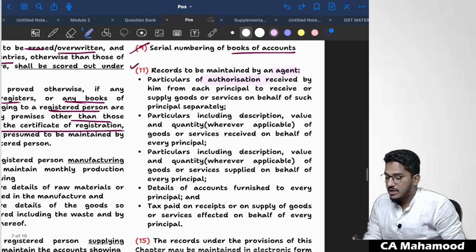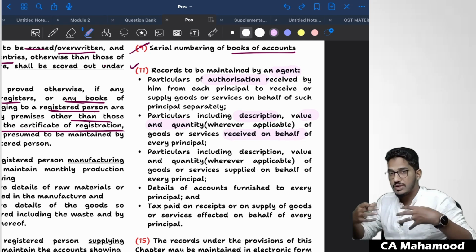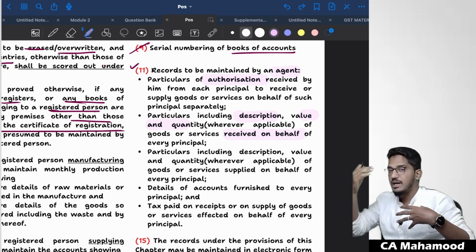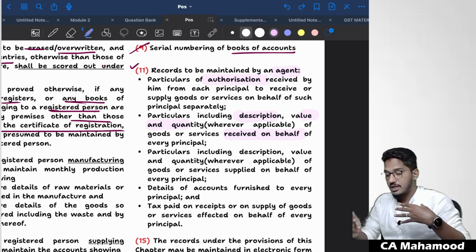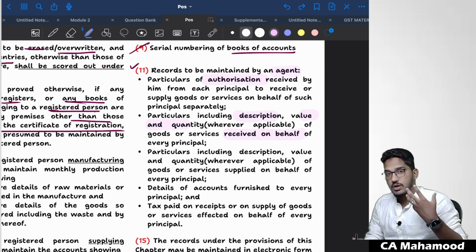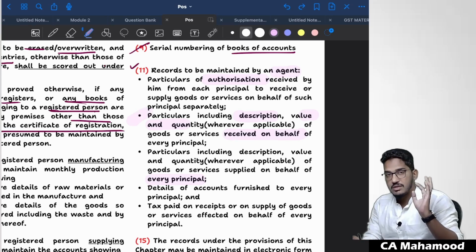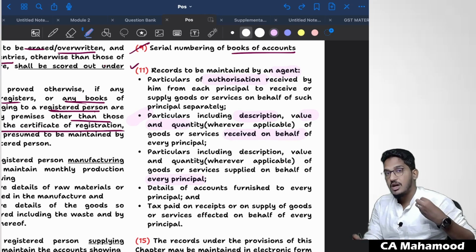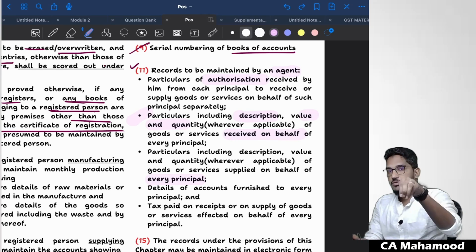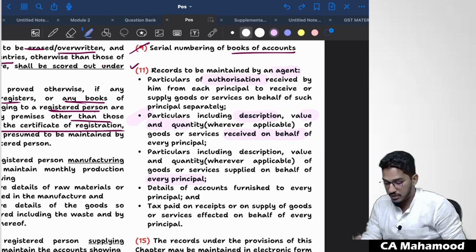And particulars including description, value and quantity of goods or services received on behalf of every principal. What goods you have received on behalf of your principal, those details you have to maintain. Similarly, what goods or services you have supplied on behalf of your principal, that also you have to maintain. For both, goods or services received and supplied on behalf of your principal, you have to maintain proper records.